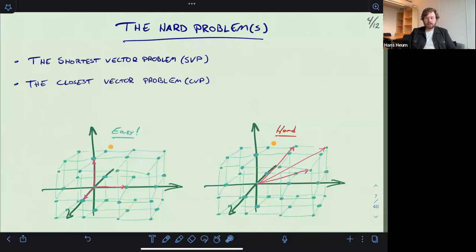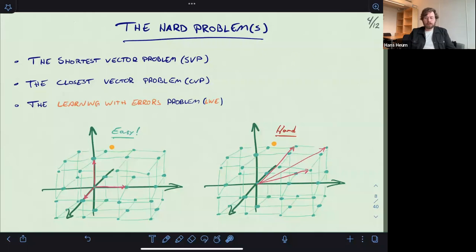You also have the closest vector problem, where you put some marker somewhere in the space, and you want to find the point which is closest to that marker. Once again, easy to do if you have a nice orthonormal basis. Here you see you just go up 1 and minus z direction by 1. But if you have this ugly basis on the right, it's in general hard to solve this problem.